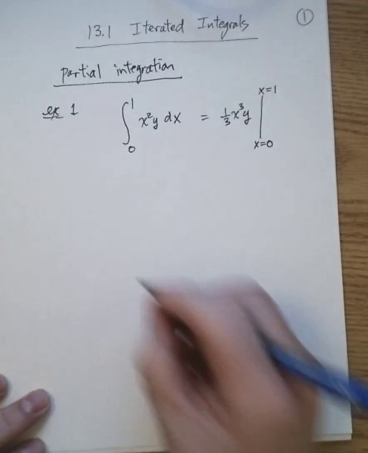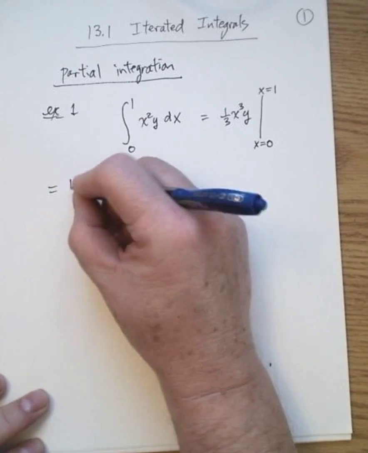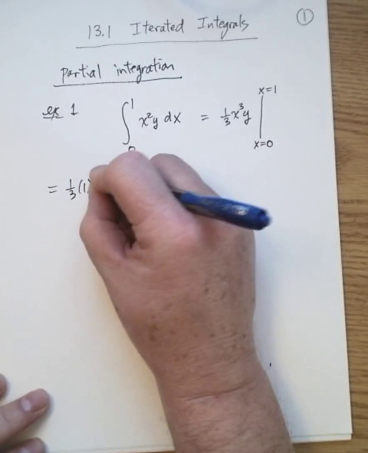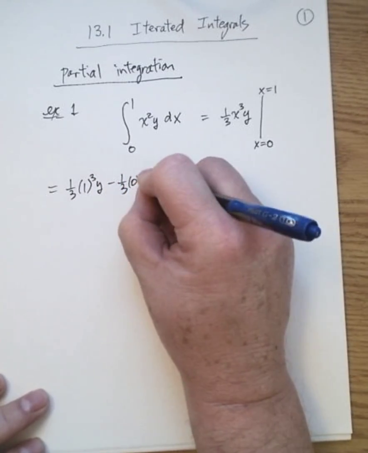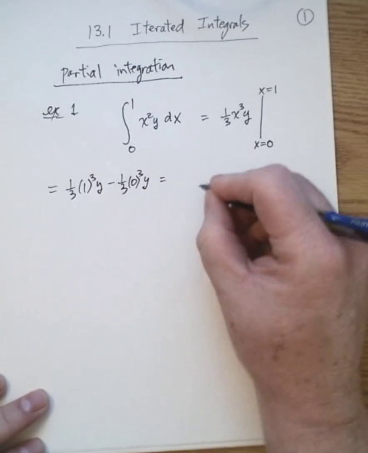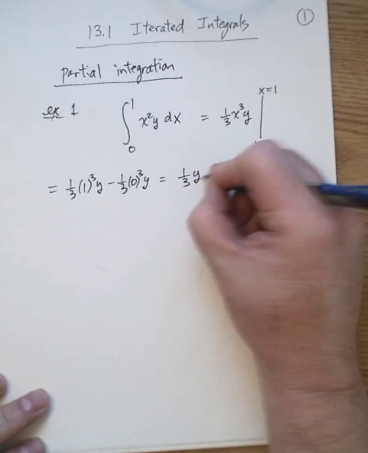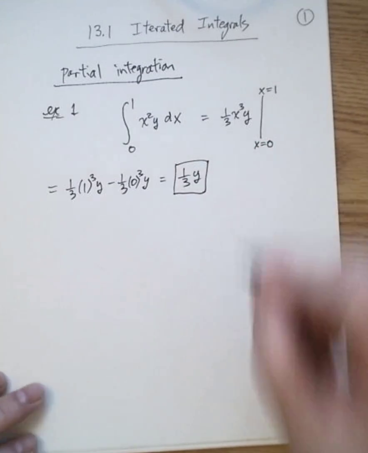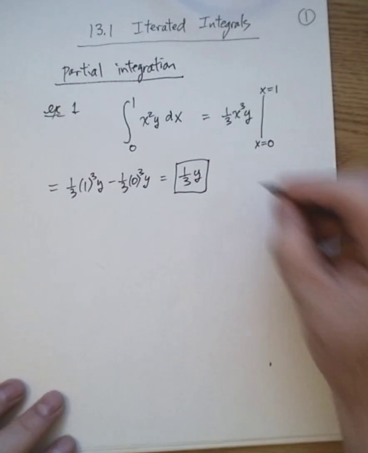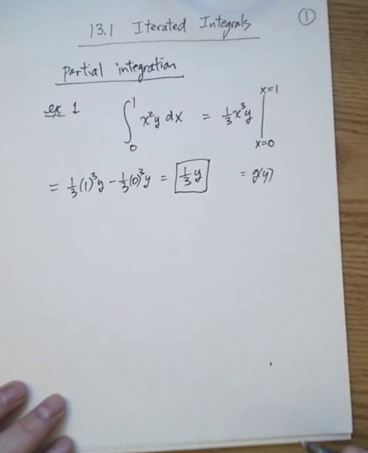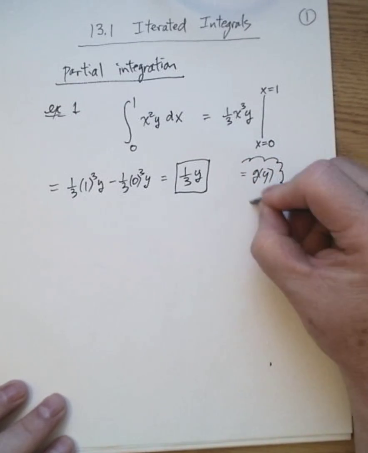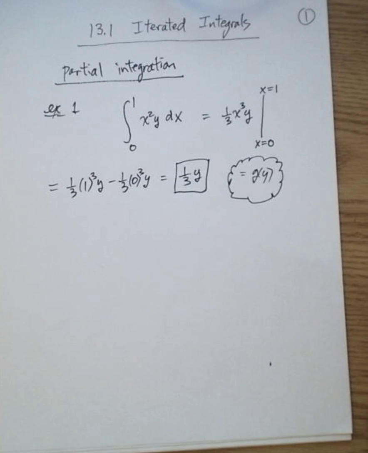Now let's evaluate that. I get 1/3 times 1 cubed times y minus 1/3 times 0 cubed times y. You can see a quick evaluation there in your head. That's actually 1/3 y. Notice my answer was a function of y. You don't literally have to write that there, but there it is. So that's the idea behind partial integration.